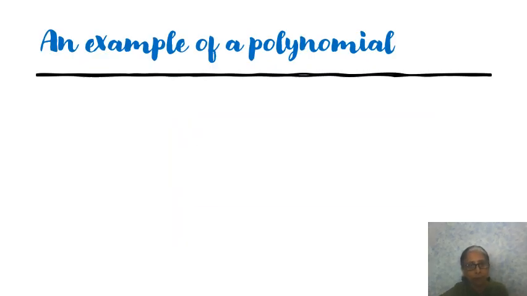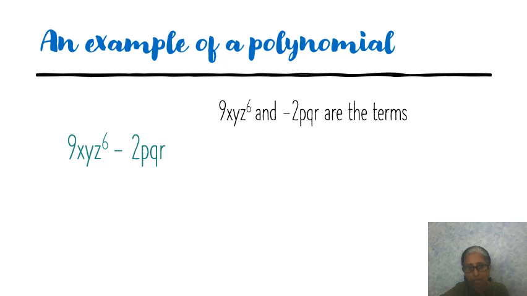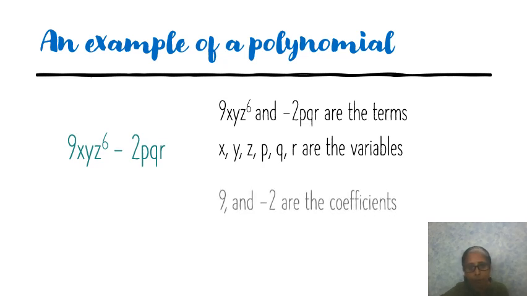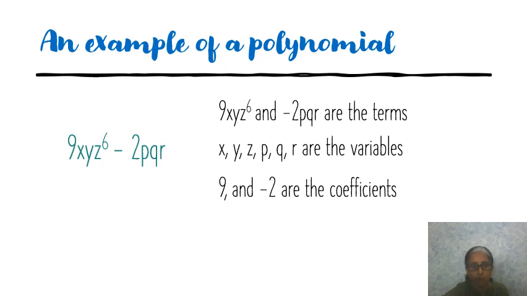Now we'll take an example for a polynomial. 9xyz to the power 6 minus 2pqr. Here, how many terms are there? Two terms, 9xyz to the power 6 and 2pqr are separated using a minus symbol. That means there are two terms. The terms are always separated using a plus sign or a minus sign. And here, x, y, z, p, q, r are the variables. And which are the coefficients? 9 and minus 2.